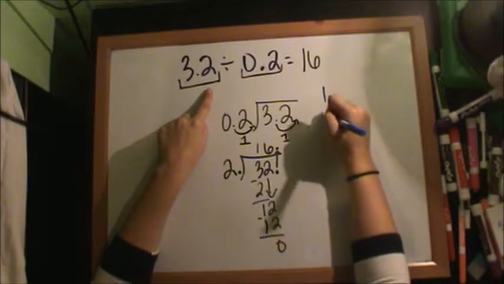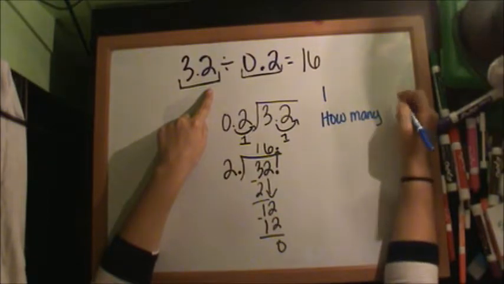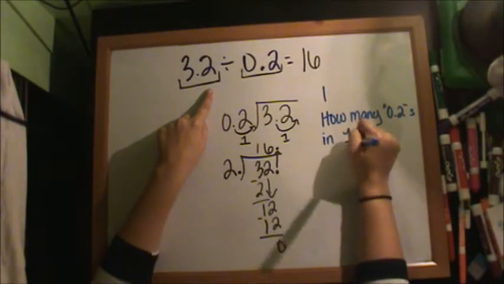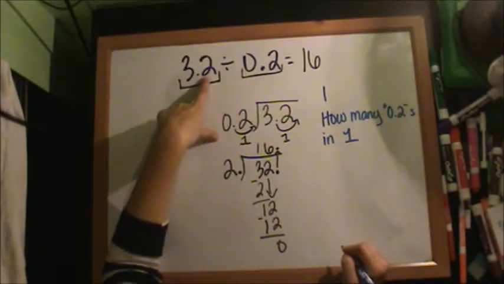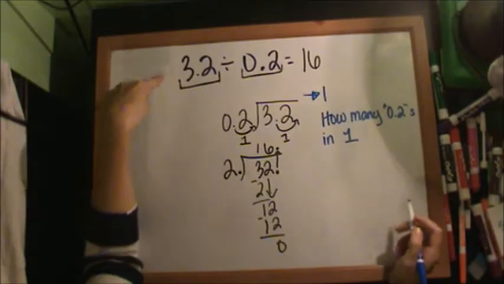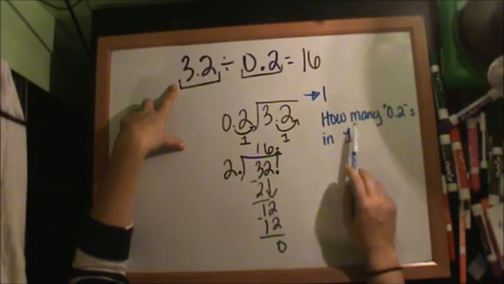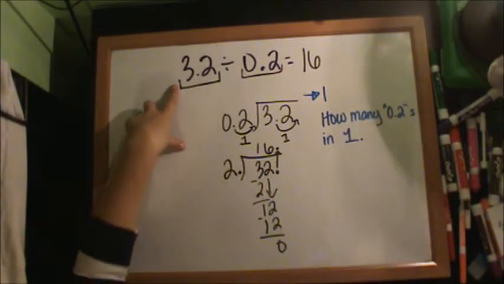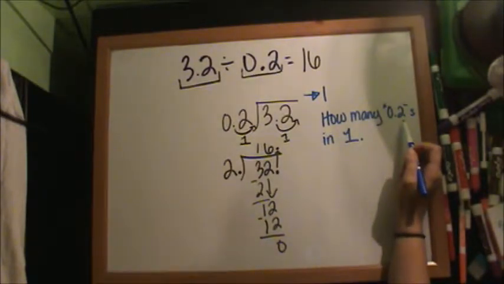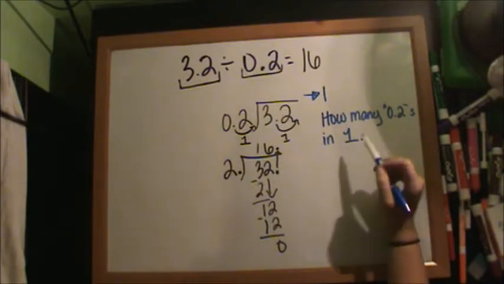So now we say how many 2/10 in 1. Because now we've already said that 2/10 goes into 2/10 once. So now we need to figure out how many 2/10 goes into 3. So to do that, I'm going to first figure out how many 2/10 are in 1. When doing this, you can ask yourself how many times 2 goes into 10, because that is easier for us to think about than 2/10 into 1.